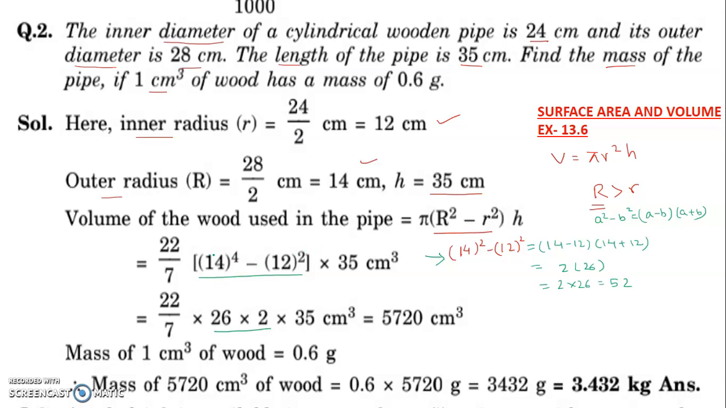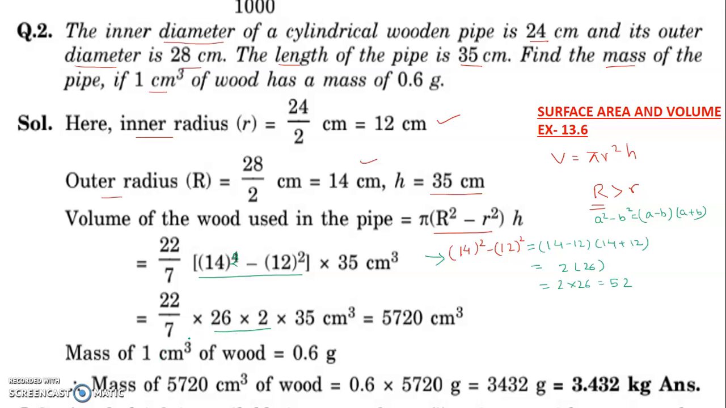Otherwise this is a square, students, 14 square minus 12 square. So you will save your time. a square minus b square is a minus b into a plus b. So 14 minus 12 is 2, 14 plus 12 is 26. So 26 into 2 or 2 into 26 means the same.